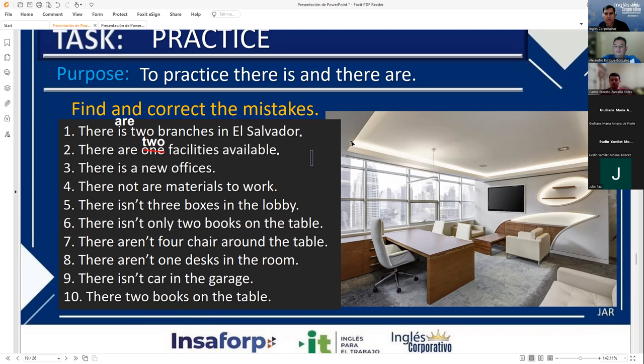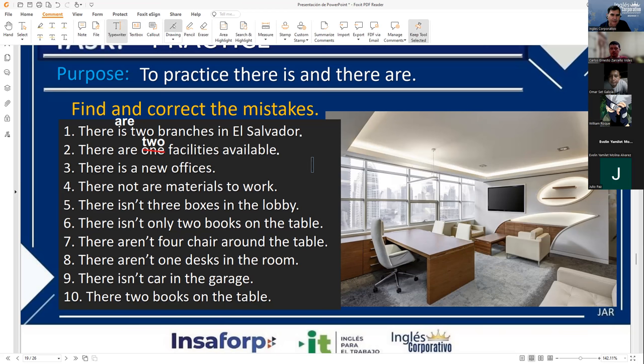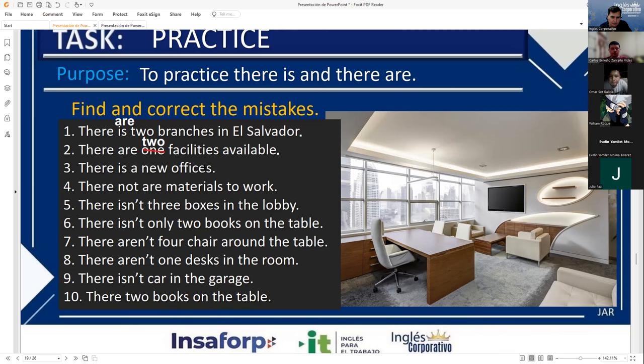There are new offices. What is easier? Only eliminate the S. Yeah, only eliminate the S, right? And you only say there is a new office. There is a new office.